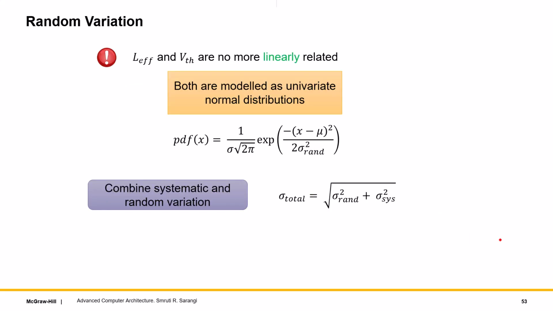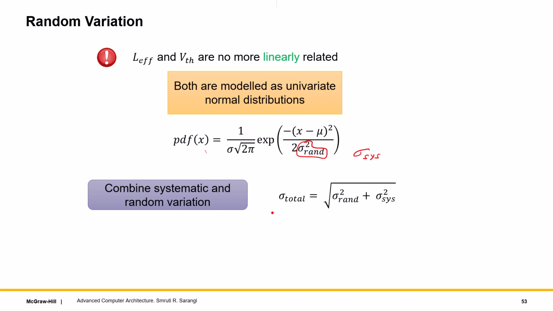So random variation is slightly easier to model. We don't have such complex math. So L effective and VTH are not linearly related anymore. So they are modeled as separate regular single variable univariate normal distributions, where a simple normal distribution without all of that covariance matrices and so on looks like this, the regular normal thing, but we have a random distribution parameter here, sigma rand square. So of course, sigma sys and sigma rand are typically assumed to be the same or slightly different, but that's a very process specific thing.